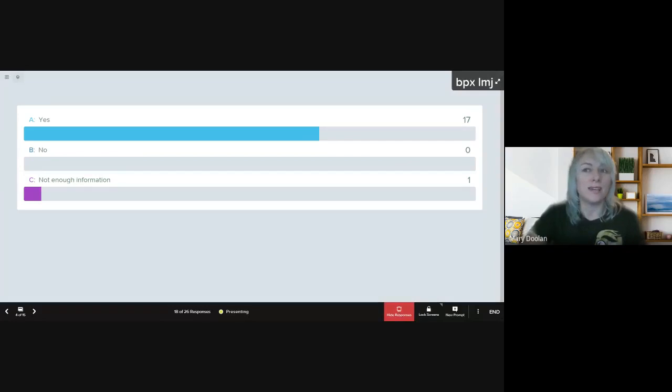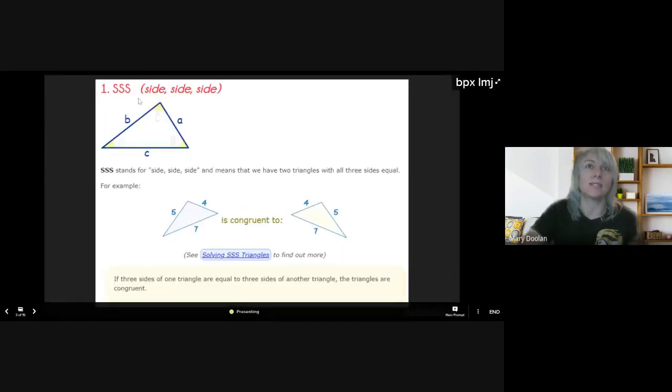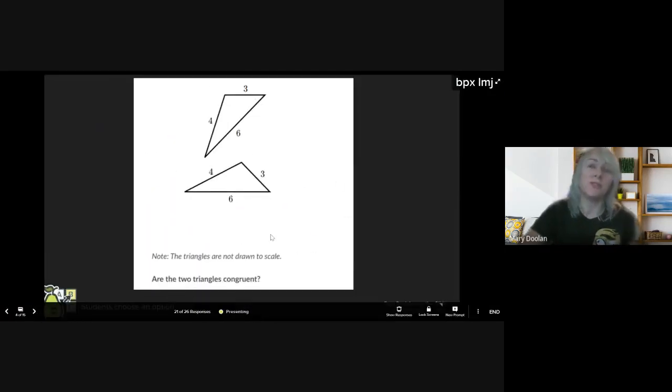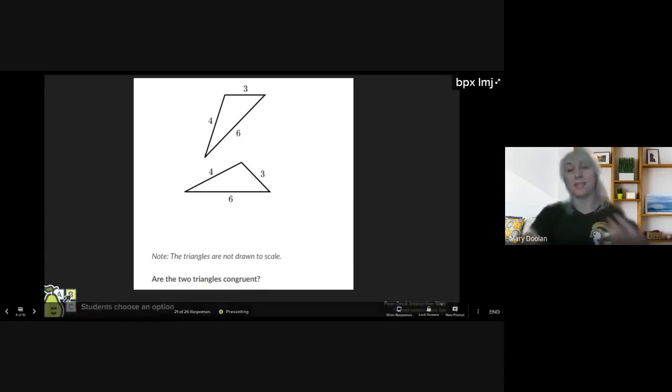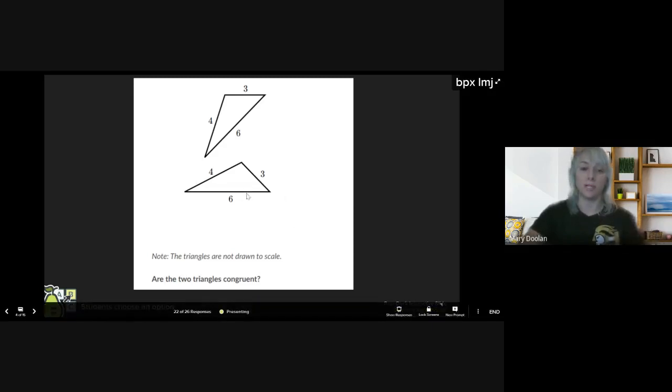Most of you said yes, and you are correct. Yes is the correct answer, okay? This is this theorem here, side, side, side. So even though we don't see that the 3 angles are also the same, it is a theorem that says these two triangles are congruent because all 3 sides are congruent for both triangles.